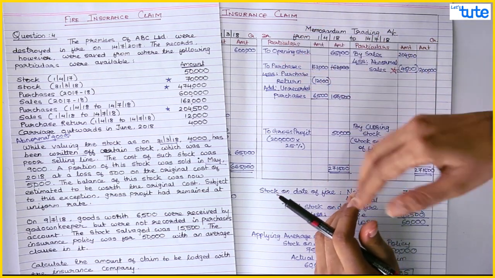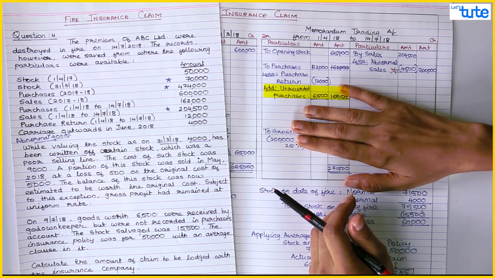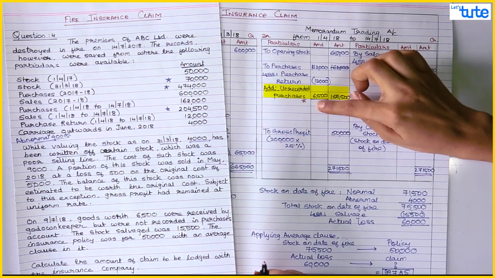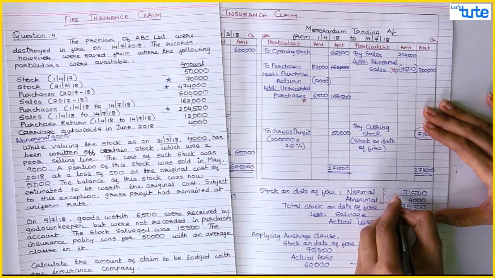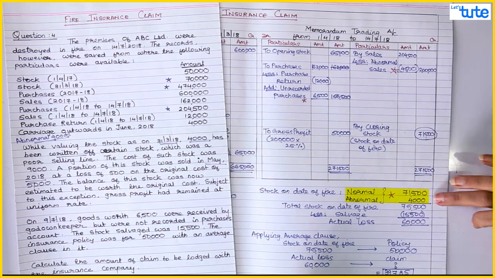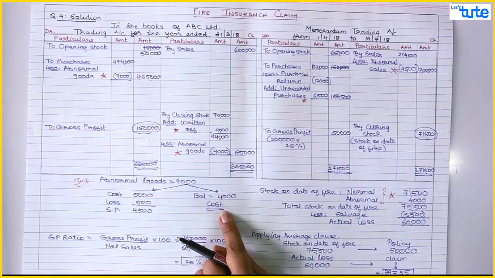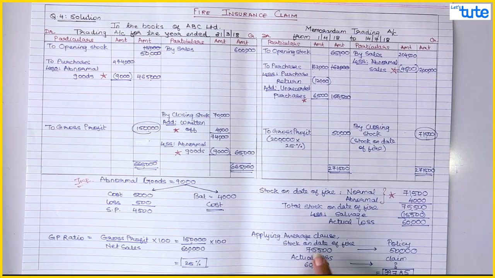There is no extra purchase of abnormal goods in the current year, so no effect on the purchases. This is just unrecorded purchase, the goods which were received but not recorded. We need to add those in the purchases. We find out closing stock. Again, this is important, that when you find out stock on date of fire, you take both normal plus abnormal. They have specified abnormal should be valued at cost, so we have taken cost only, less salvage, and now the rest is the same, applying average clause, and you find out the claim.